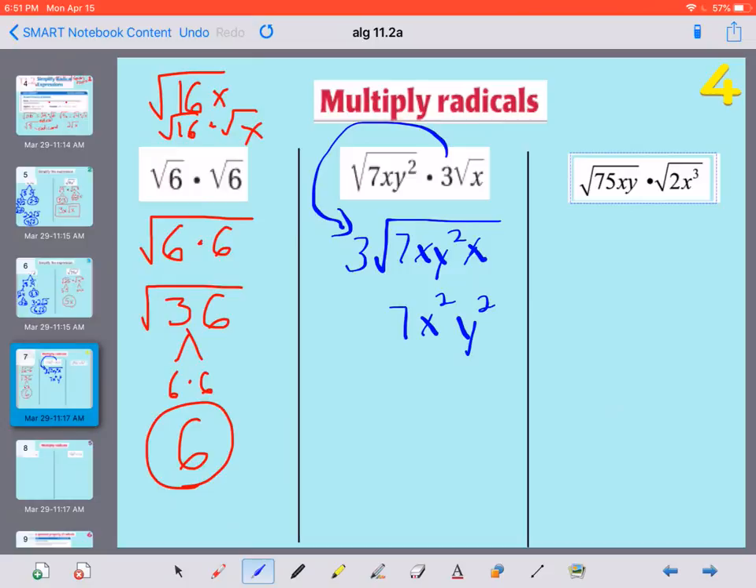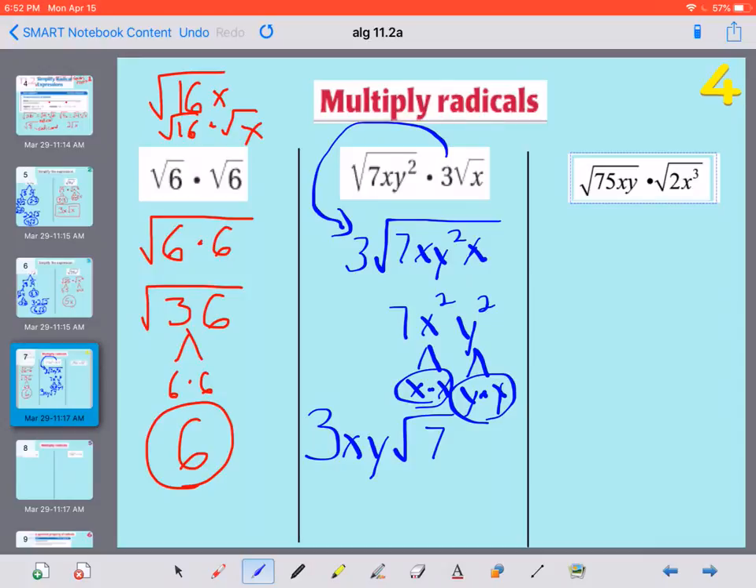So then if I split those up, x squared is x times x, y squared is y times y. So I'm going to take an x out. Remember, I still have the 3. I'm going to take an x out. Then I'm going to take a y out. And then what I have left inside is just 7. So my answer is 3xy times the square root of 7.